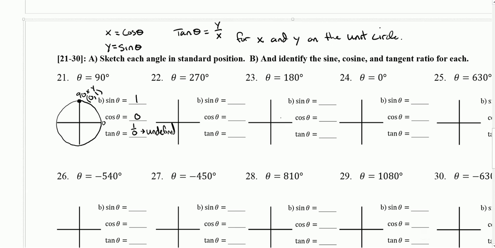Let's take a look at number 23. 180 degrees, at 180 degrees, what would our coordinate be on the unit circle? The x value would be negative 1, and the y value would be 0. And so the sine of our angle, 180 degrees, is your y value, which is 0. And the cosine is the x value, which is negative 1. The tangent is the y value over the x value. 0 divided by negative 1 is 0.